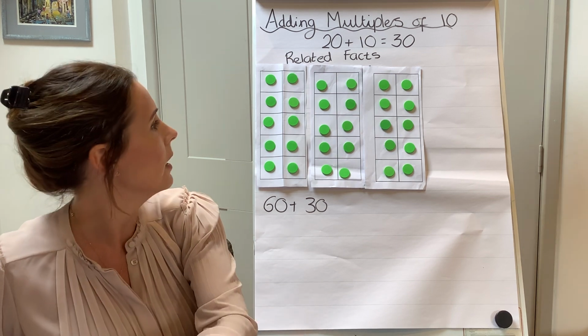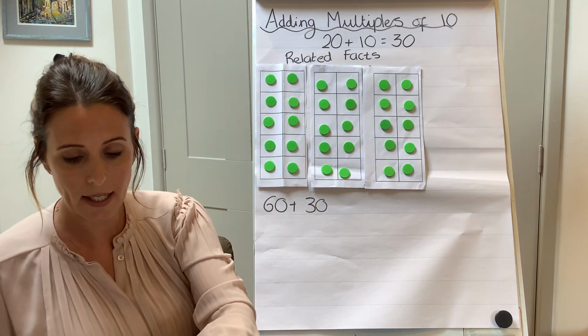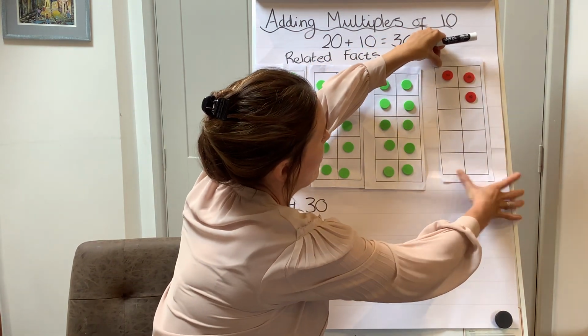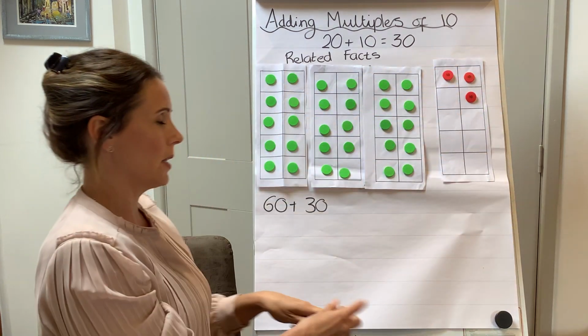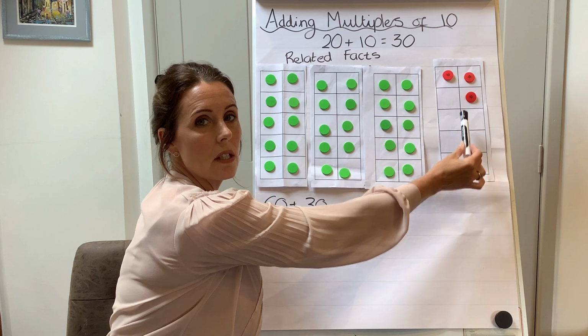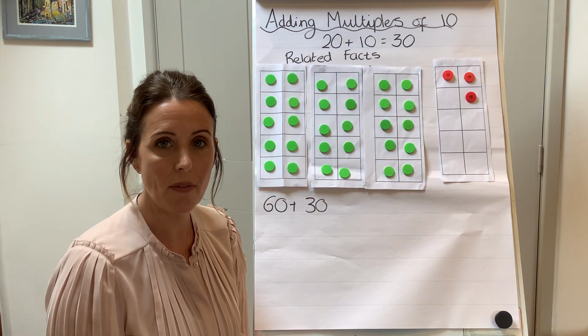What you can do is, rather than seeing the tens frames as representing 10 each time, you can use the tens frame and have it representing 100. So if the whole now is 100, what would each square in the tens frame be worth? Pause me and have a think about that one.